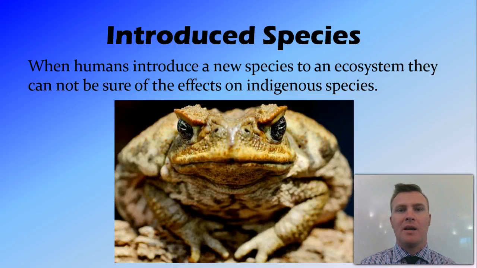So when we bring a new species or introduce a species to an ecosystem, and we've got lots of reasons for doing that, we don't know exactly what is going to happen in the ecosystem. As we've seen throughout the topic, ecosystems are delicately balanced systems that are all interdependent on each other. So throwing another species into that system, you never quite know how that's going to affect the ecosystem.